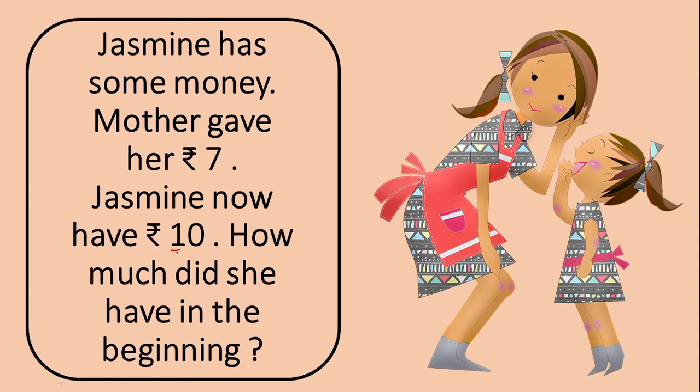Children, Jasmine had some money with her, and Mama added some more. Some more is what? She has added 7 rupees more. And now, altogether, Jasmine has 10 rupees. What we want to know is the amount she had initially, in the beginning. I know my smart children are already ready with the answer, but let's see how we can do this with the help of forming an equation.